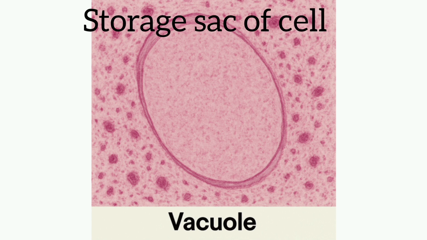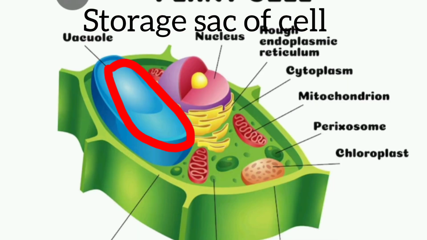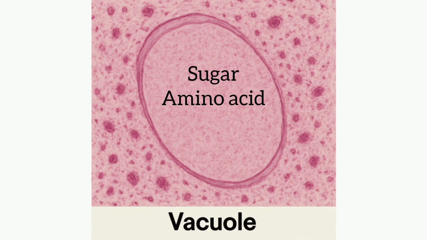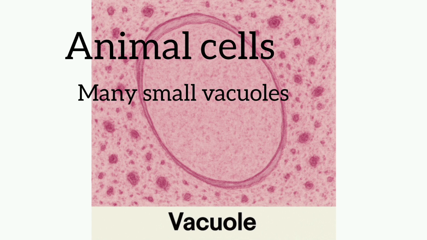Vacuoles are like storage sacs inside the cells. In plant cells, vacuoles are very large and filled with a fluid called cell sap. This cell sap helps the cell stay firm and upright, and it also stores materials like sugars, amino acids, proteins, etc., which are very important for the plant. In animal cells, vacuoles are smaller, not as big as in plant cells, but they still store useful substances.